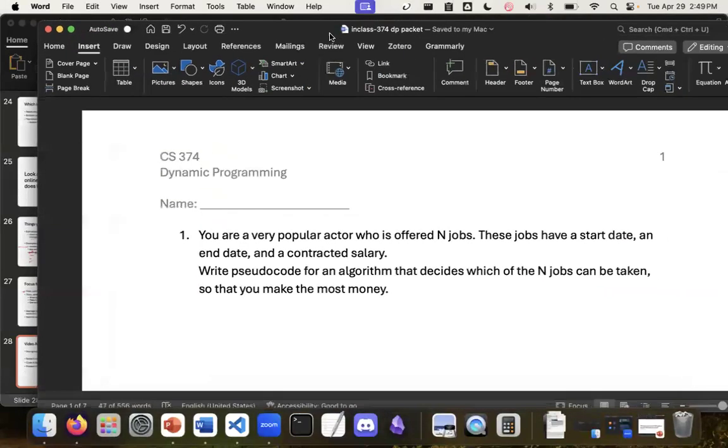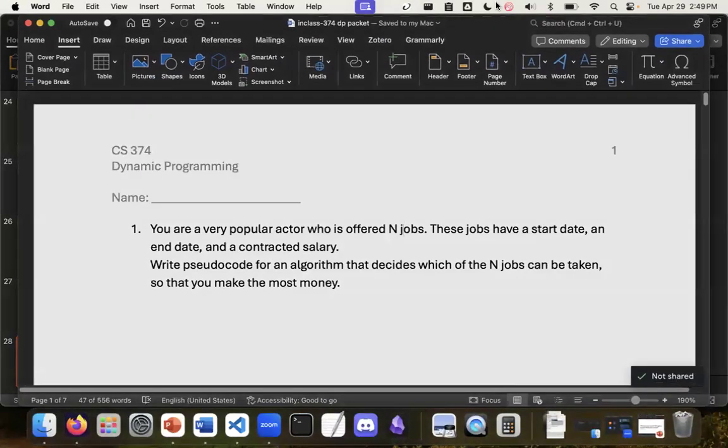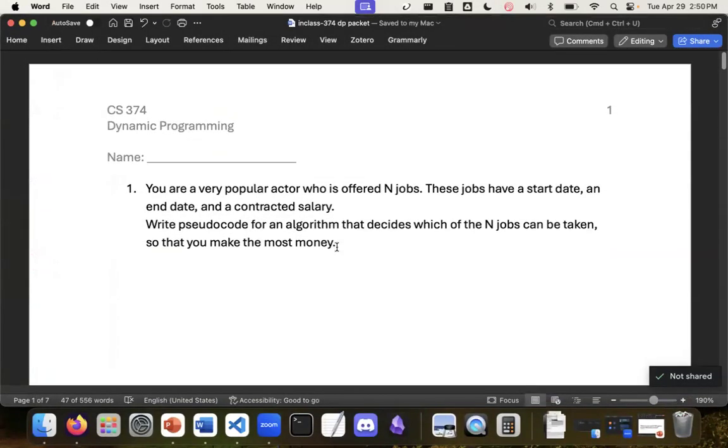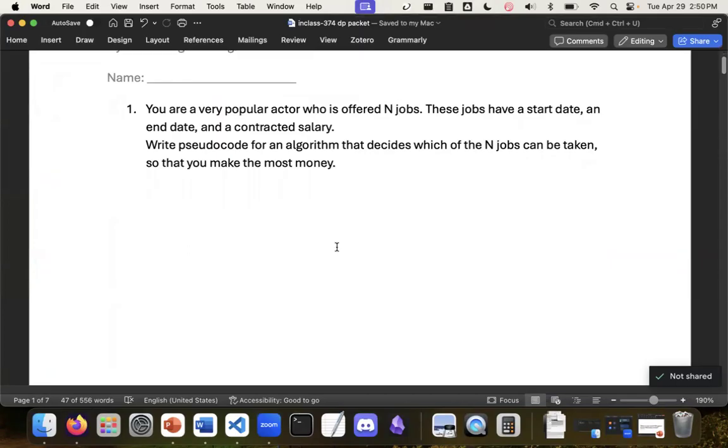It's packet time. So we'll start with the problem of the actor. So you're a very popular actor who's offered some number of jobs. Let's see, I can pull up the example that I saw. So here, let me screenshot this part.